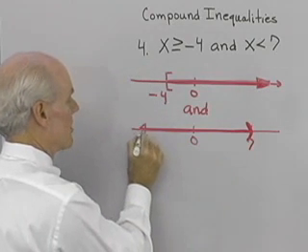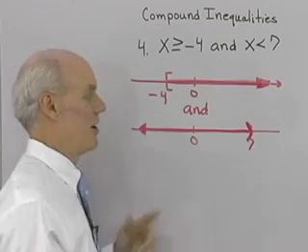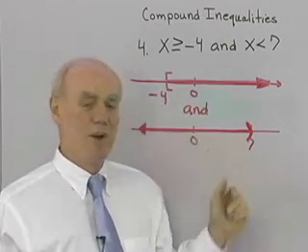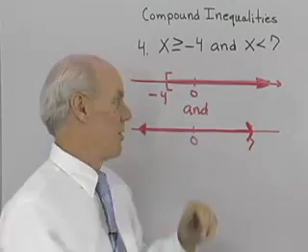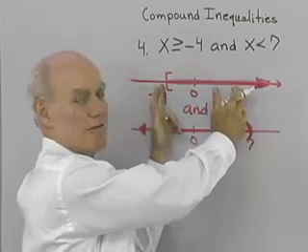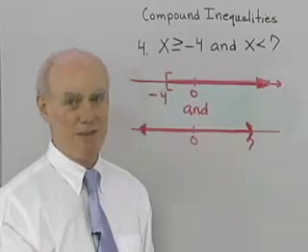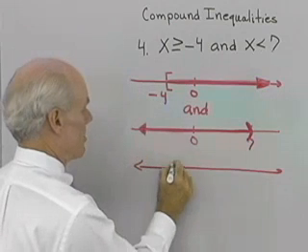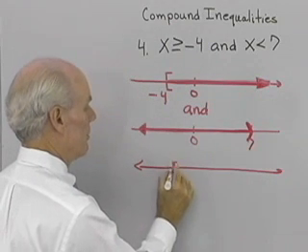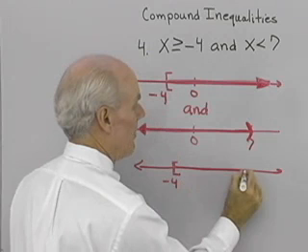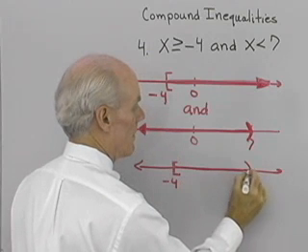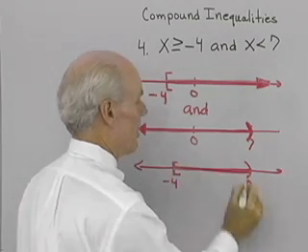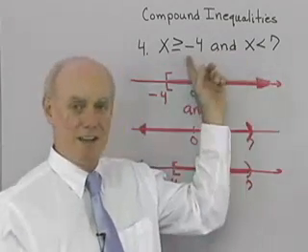Now, as you look at this, ask yourself, where are all the numbers on the number line that do this and also do this? So I want the intersection of these two sets. I want the numbers that are both greater than or equal to -4 and at the same time less than 7. Well, that's going to have to be the numbers that start at -4, include -4, and go up to 7, but don't include 7. Here are all the numbers on the number line that do both this and this.